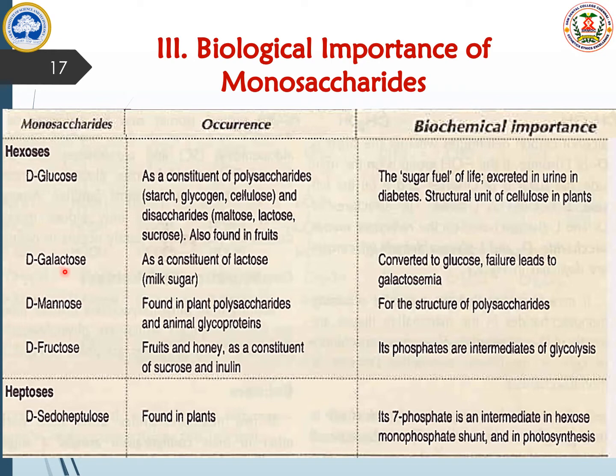Galactose, which is again an example of aldohexose, is a constituent of milk sugar called lactose. The galactose gets converted into glucose during metabolism. The failure of conversion of galactose to glucose leads to an increased accumulation of galactose in the blood. This leads to a disease called galactosemia. Mannose, which is an example of aldohexose, is found as a structural component of heteropolysaccharides. Fructose is present in fruits and honey, and also exists as fructose 6-phosphate, which is an intermediate of the glycolysis pathway. Heptose example: pseudoheptulose, which is found as pseudoheptulose 7-phosphate in the system, produced as an intermediate of the hexose monophosphate shunt and in the process of photosynthesis.